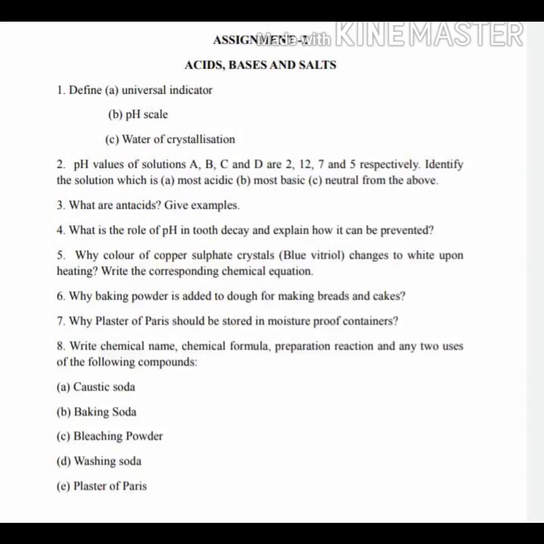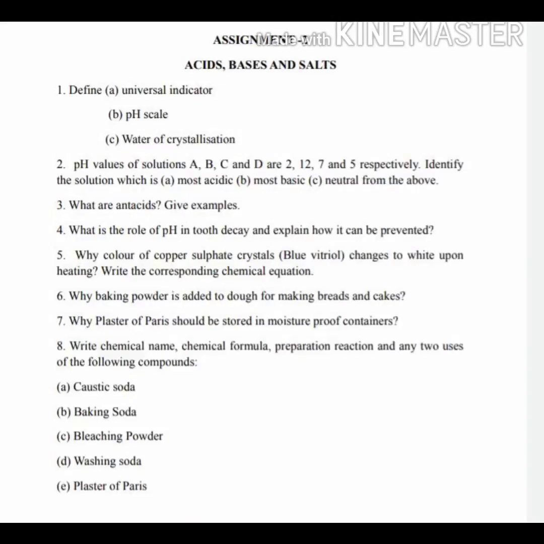Your second definition is pH scale. It is a scale which tells to what extent the solution is acidic or basic. Mathematically, pH is the negative logarithm of hydrogen ion concentration, that is pH equals minus log of the molar concentration of H+ ion. Your third definition is water of crystallization. It can be defined as the number of fixed water molecules attached to one formula unit of the salt. For example, blue vitriol, CuSO4·5H2O.